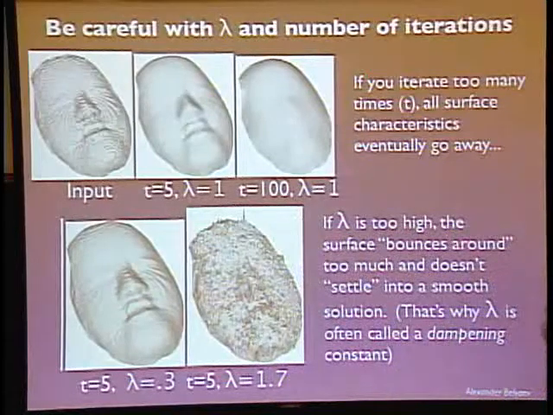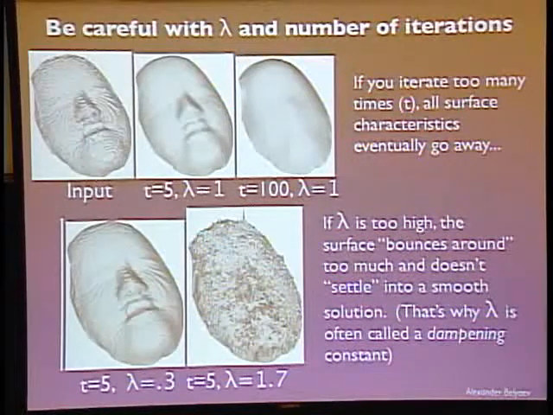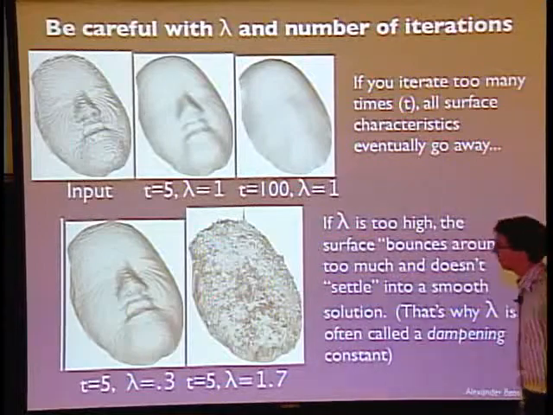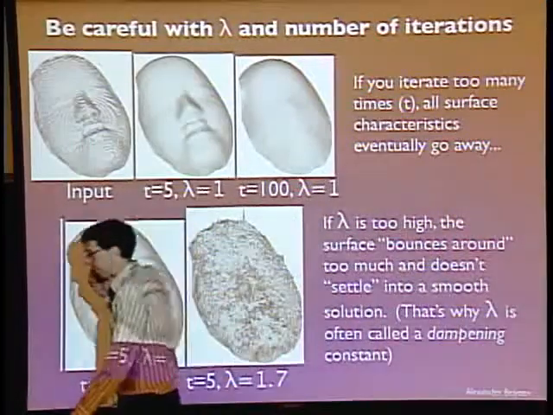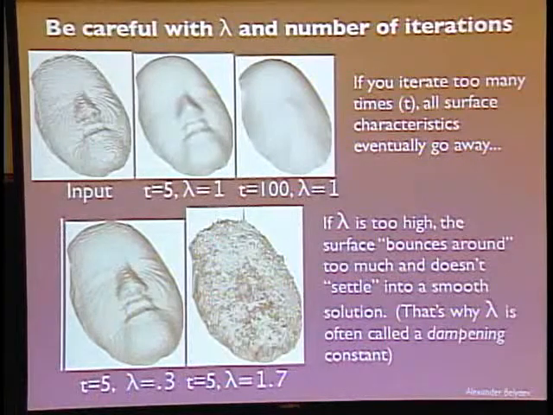If you visualize the points on your surface kind of moving up and down, what you don't want is for them to just move up and down with an arbitrary magnitude. You want them to kind of settle down to a solution. And setting the dampening constant to a bad quantity will not allow that to happen.